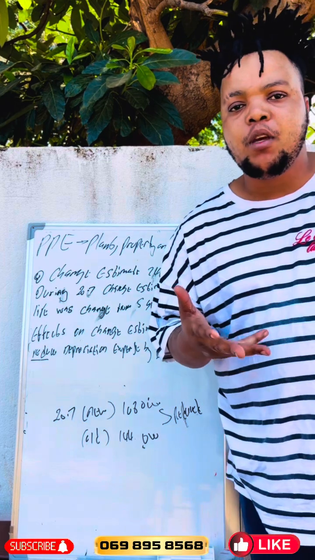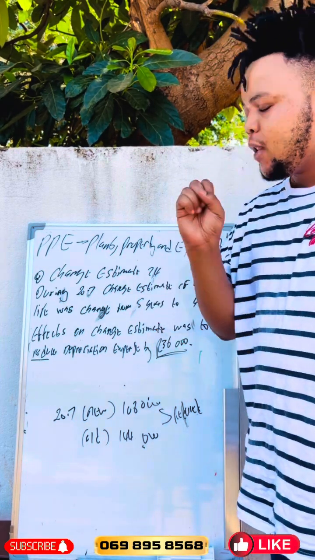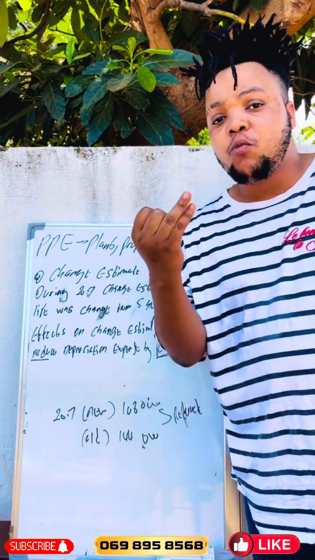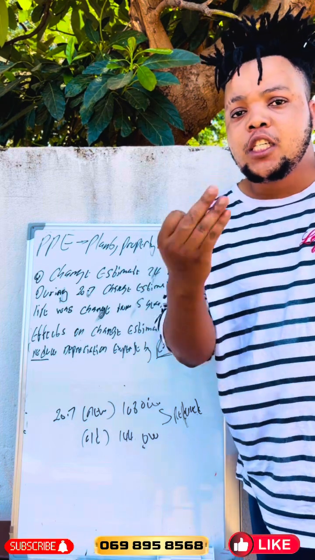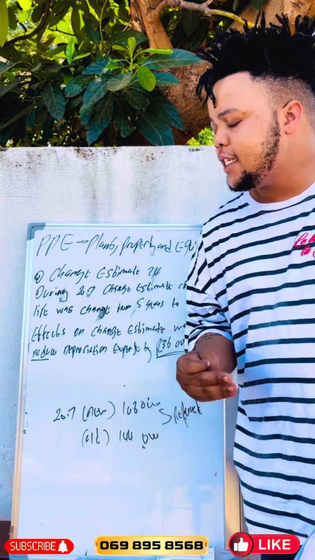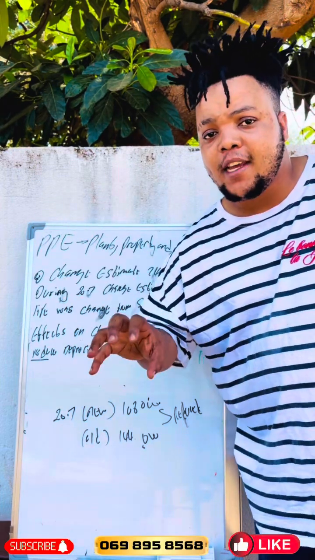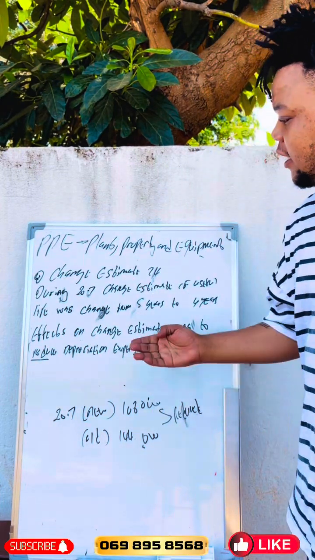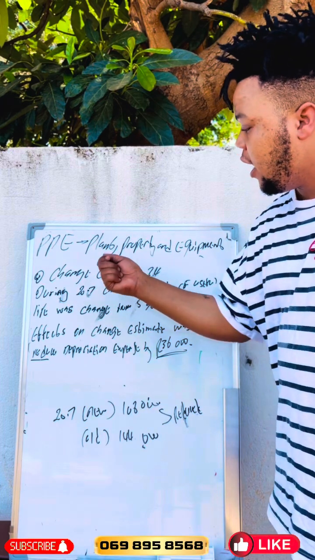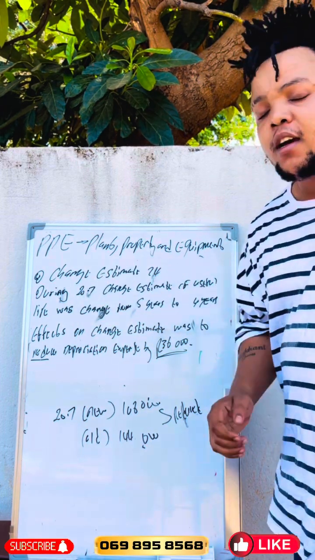So this is our PPE, the first episode. We calculated the depreciation with the change in estimate. I did the carrying value with you at the end. I also showed you how to prepare the statement of financial position. I also indicated how to prepare the note number 24 of change in estimate and our PPE.